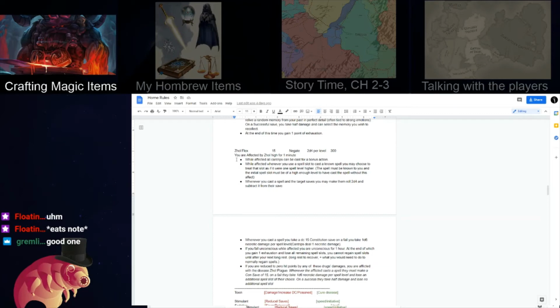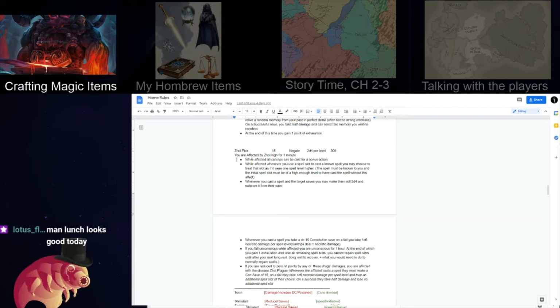We'll just finish with Zolflex then. You all clearly need recess. You are under the effects of Zolhai for 1 minute. While affected, all cantrips can be cast for a bonus action. This allows you to cast any 2 cantrips a turn. While affected, whenever you use a spell slot to cast a known spell, you may choose to treat that slot as if it was 1 spell level higher. The spell must be known to you, and the initial spell slot must be of a high enough level to be cast without this effect.